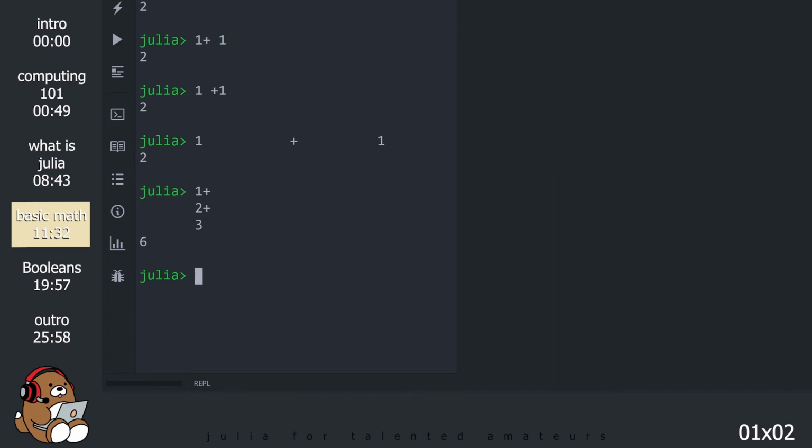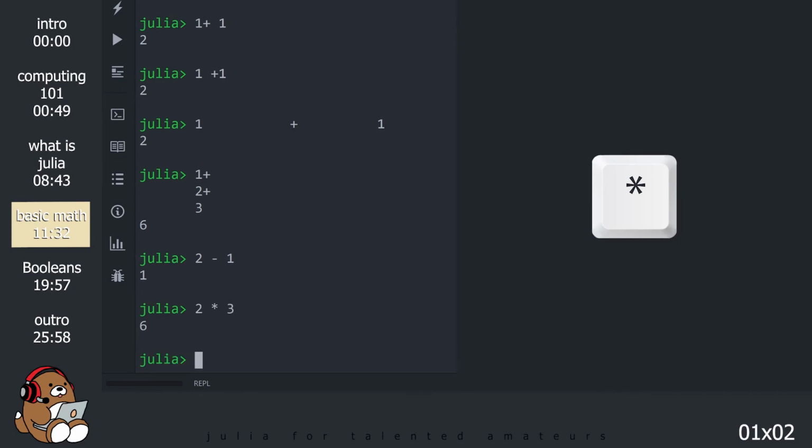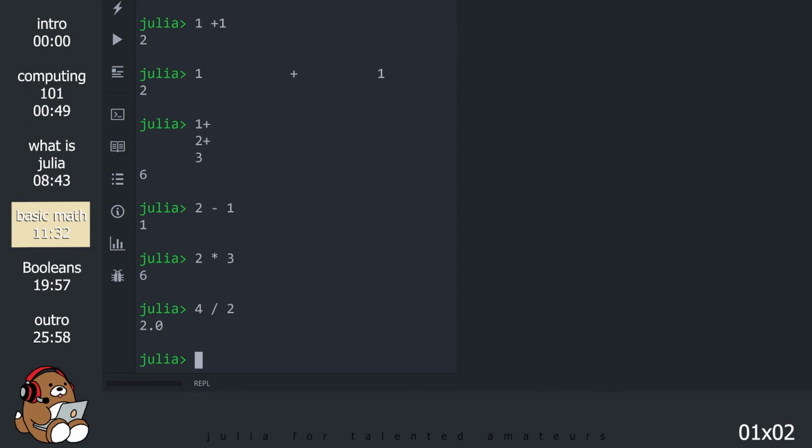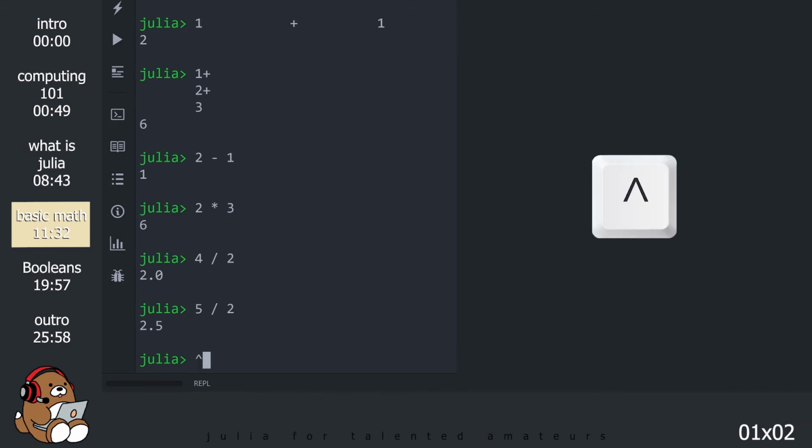Here are some other basic math operators. This is 2 minus 1. Of course, that's 1. This is 2 times 3. The star key is over the number 8. And that's 6. And this is 4 divided by 2, which is 2. And this is 5 divided by 2, which is 2.5.